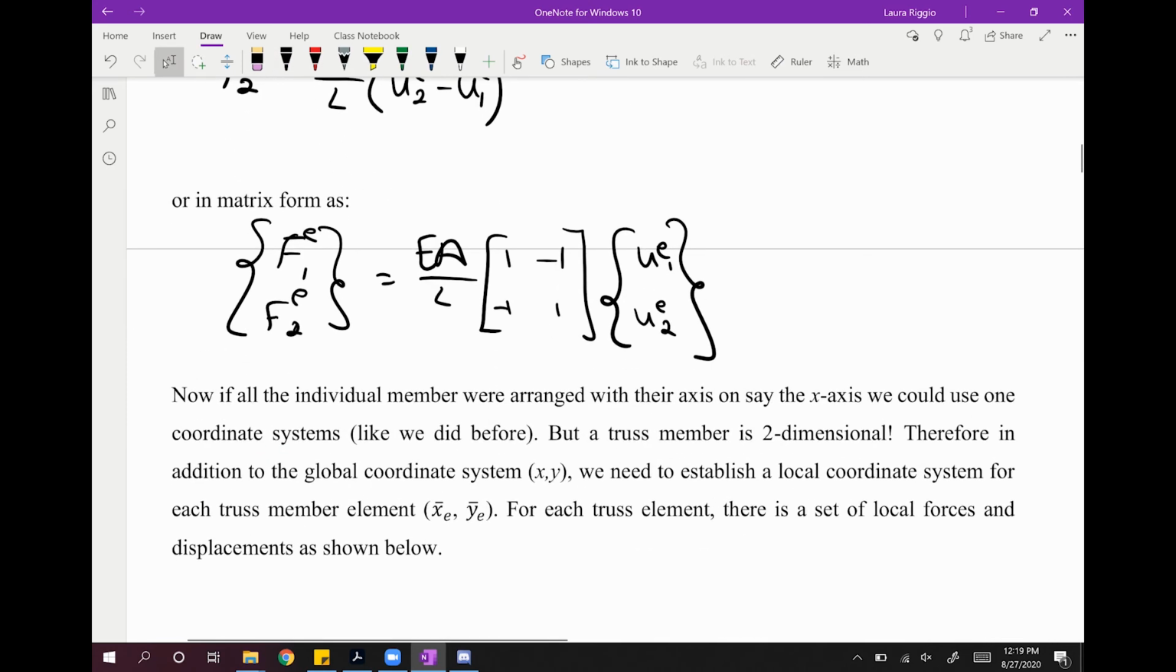Now, if like everything else we did before, all of our trusses are lined up on a single axis, we would have one coordinate system like we did before, and everything would be exactly the same as our discrete systems work. However, trusses are two-dimensional by nature, so we have to assign a global coordinate system, which we are going to name XY, and also establish a local coordinate system, X bar, Y bar. For each truss, we're going to have a set of local forces and a set of global forces.